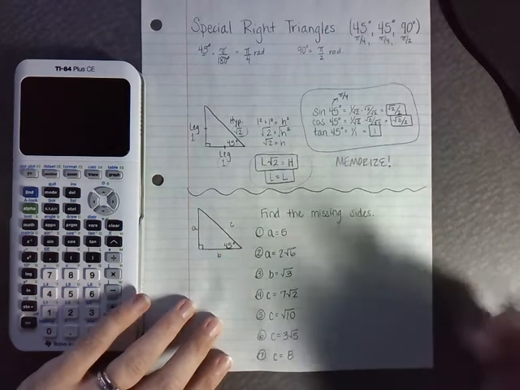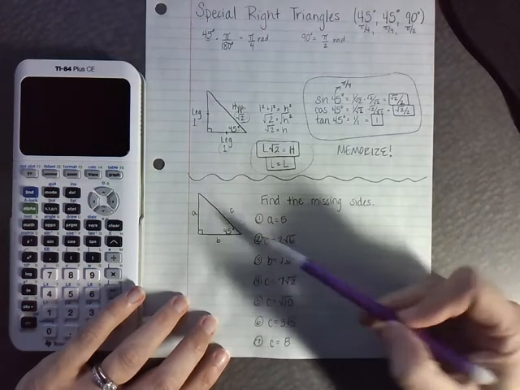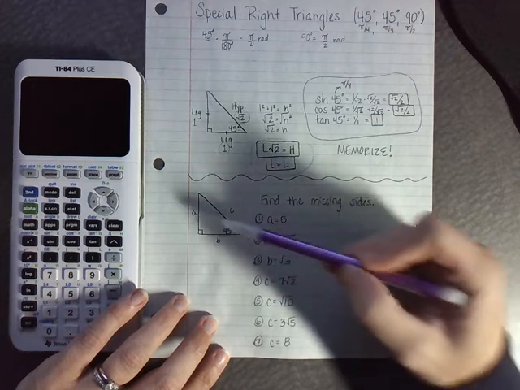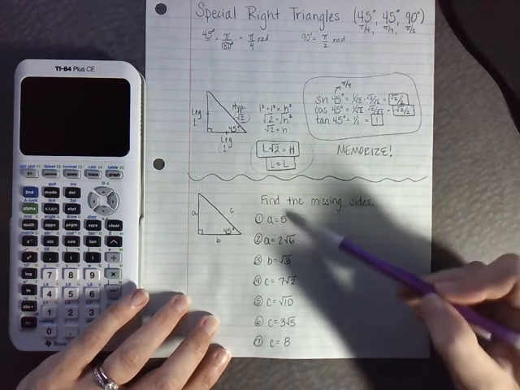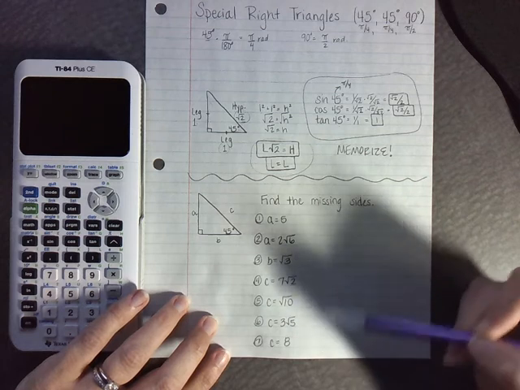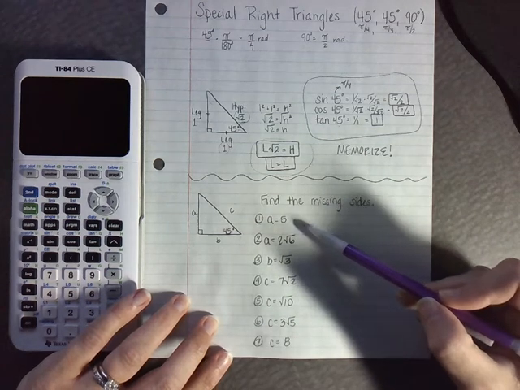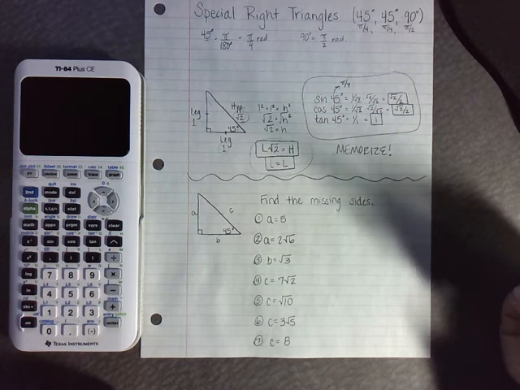Okay, so now using these special right triangle rules, I've drawn a 45-45-90 triangle here, and I've given you some different sides. I'm just going to let the legs be A and B and the hypotenuse be C for now, so that we don't have to keep drawing more triangles. We're just going to find the two sides that are missing. Remember, if you're given a leg already, you automatically know what the other leg is because they're congruent. So really, it's just a matter of finding the hypotenuse.